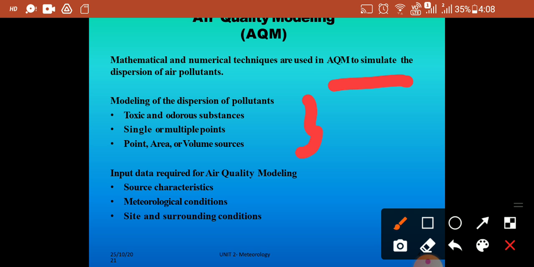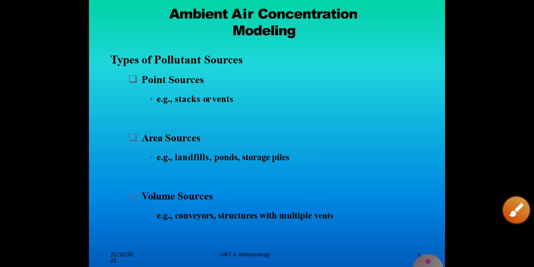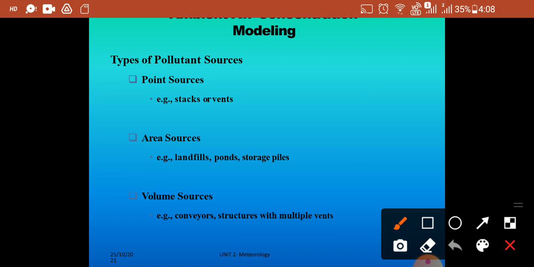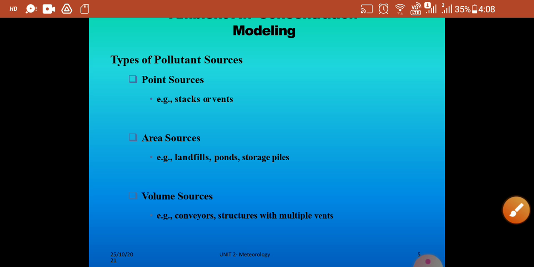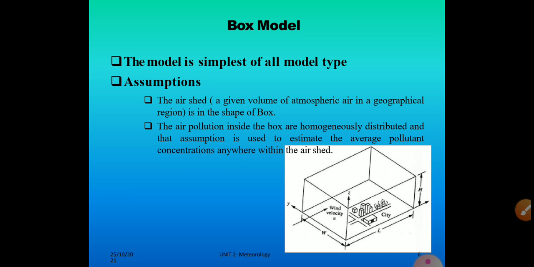Next classification is input data required for air quality modeling. First one is source characteristics, then meteorological conditions. Third one is site and surrounding conditions. So the types of pollutant sources are point source, area source and volume source. Point source examples are stacks or vents. Area source examples are landfills, ponds and storage piles. And volume source examples are conveyor structures with multiple vents.